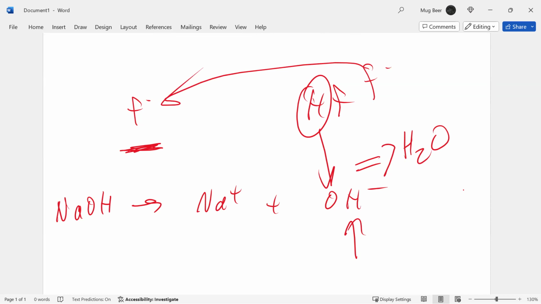Every one of these buffers works the same way. Something has an H that can come off, and something's got a place for an H to go. The salt of the weak acid is that anion will have extra electrons on it, so it will be able to accept H's. And the weak acid has an extra H on it, so that H can come off and then neutralize a hydroxide. And so that's how a buffer works from both the acid side and the base side. Any questions about that?